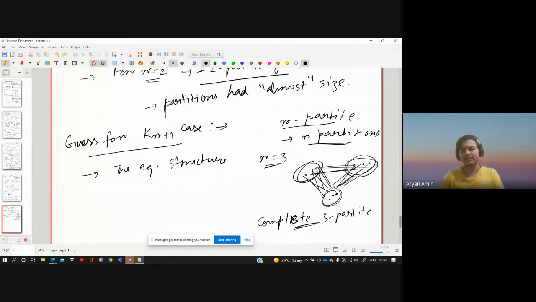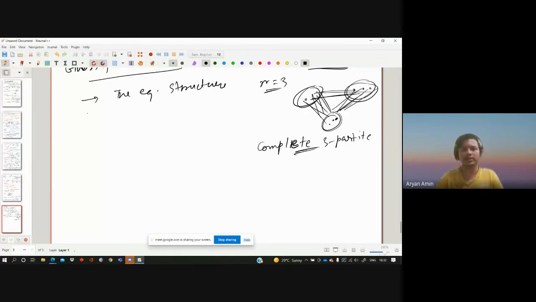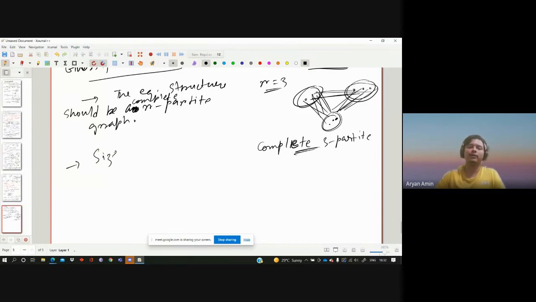So we will take a guess that the equality structure should be a complete r-partite graph. This is motivated from the r equals 2 case. Also, another thing is that the sizes of the partitions are almost equal.